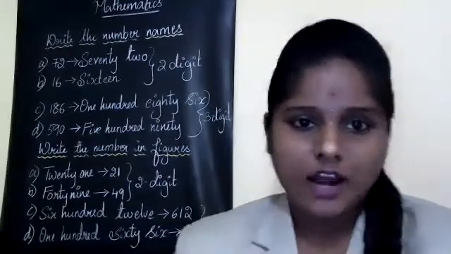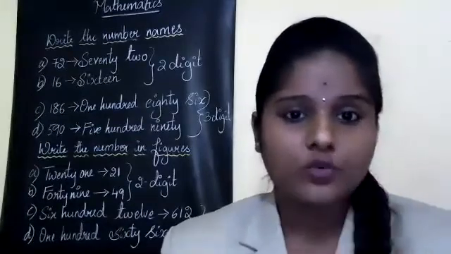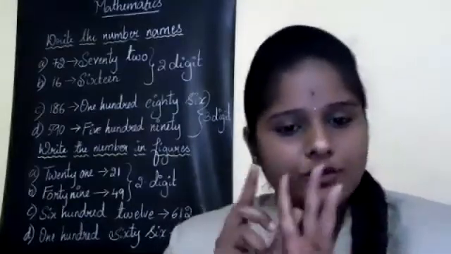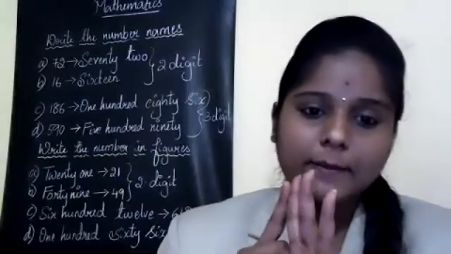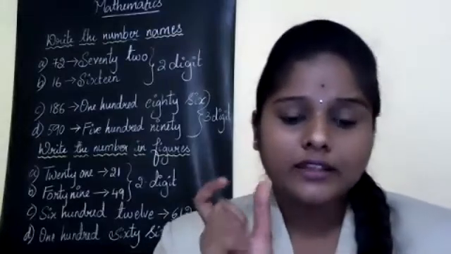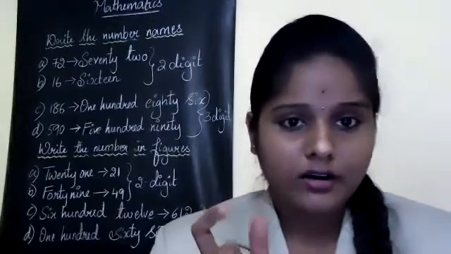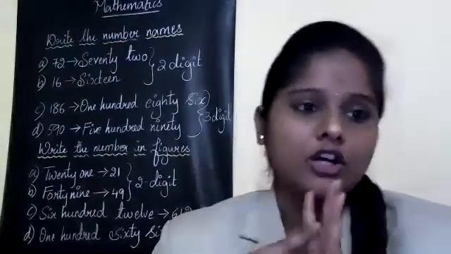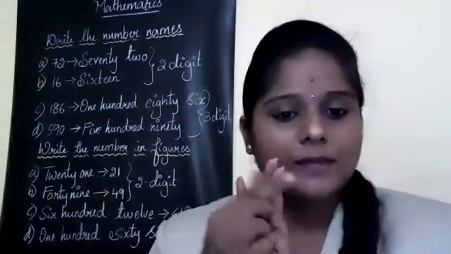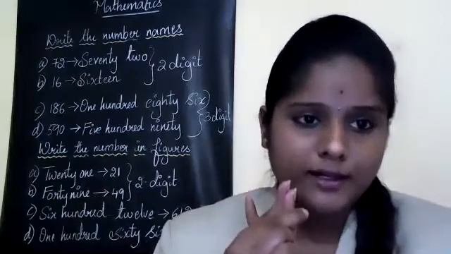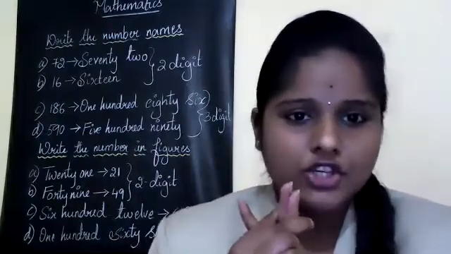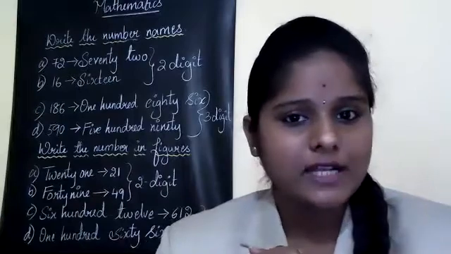Did you understand how to write a 3-digit number in words? First we have to write the hundreds place number and then we have to write the word hundred. Okay. And then we will write down the tens place and ones place number together. Did you get this much? Shall we move on to the next example?